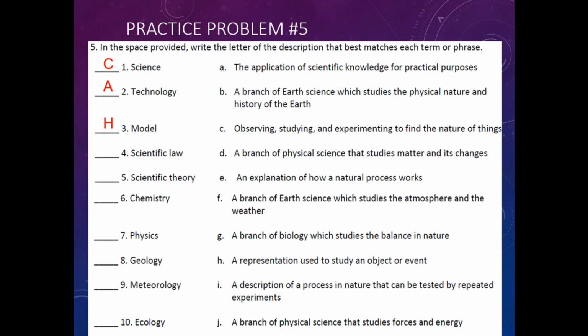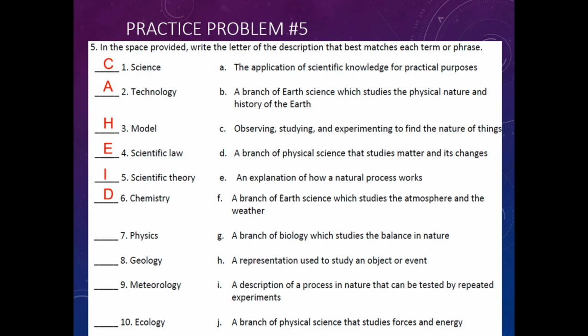Number 4, scientific law, is letter E, which is an explanation of how a natural process works. Some of you might have put the letter I instead, but that actually applies more to a scientific theory. So E is number 4, and I is for number 5. A scientific theory is a description of a process in nature that can be tested by repeated experiments. For number 6, chemistry is going to be D, a branch of physical science that studies matter and its changes.